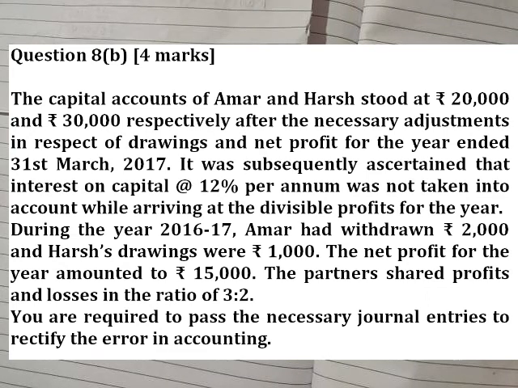During the year, Amar had withdrawn 2,000 rupees and Harsh's drawings were 1,000 rupees. The net profit for the year amounted to 15,000. The partners shared profit and losses in the ratio of 3:2. You are required to pass the necessary journal entries to rectify the error in accounting.